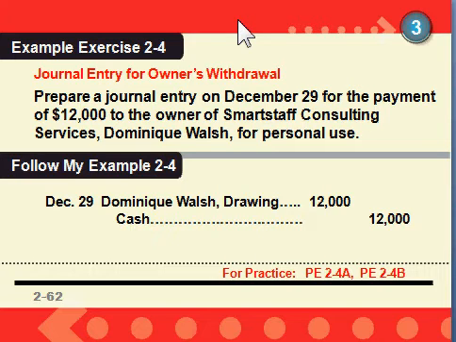So we go to our journal. In the date column, we put December the 29th. And then in our description column, we'd write Dominique Walsh drawing. Anytime an owner withdraws money for personal use, that's the account.